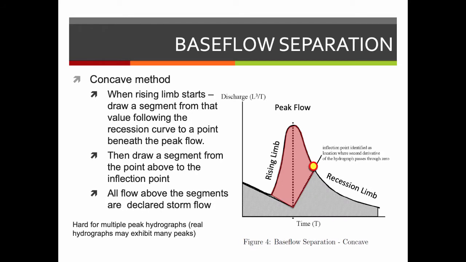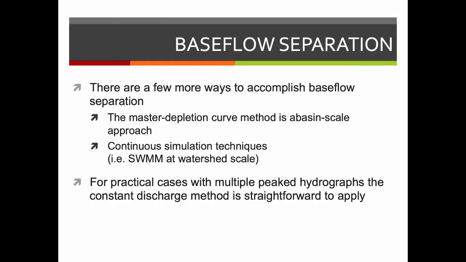Another method is the concave method, where the preceding slope is extended to a point beneath the peak flow. At that point, we go from that location to the inflection point and declare everything above these two line segments as storm flow. This too would be challenging to implement in an algorithmic sense for automated application.